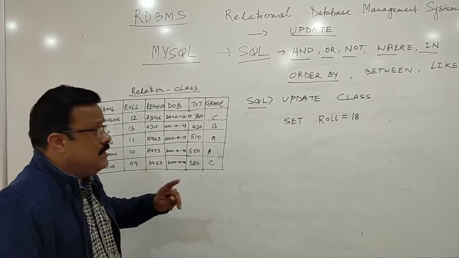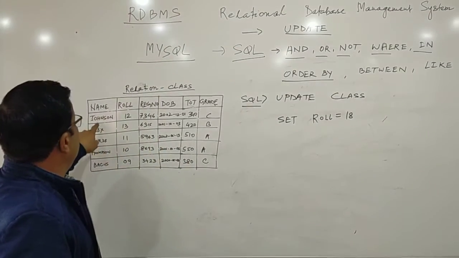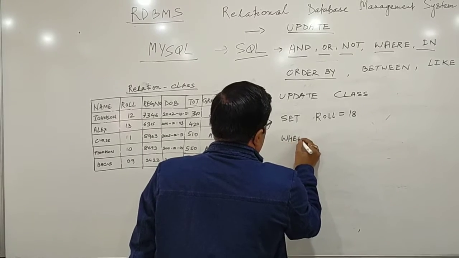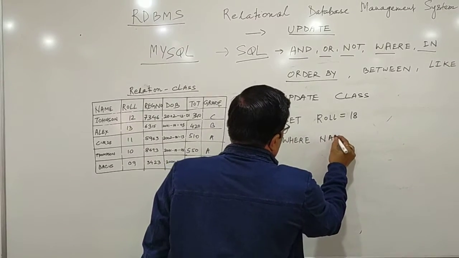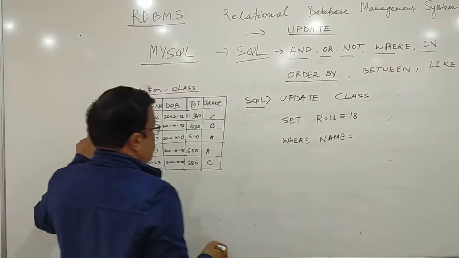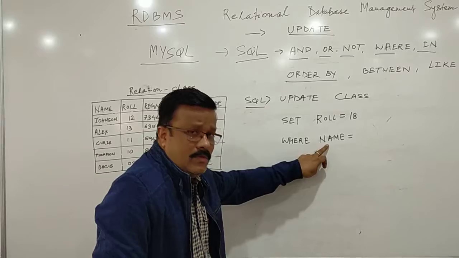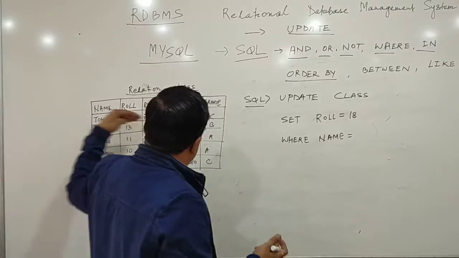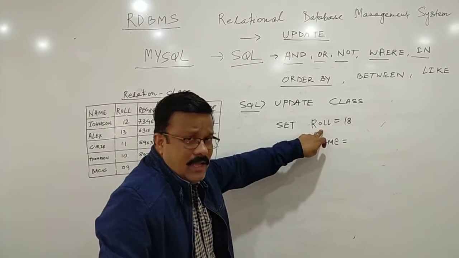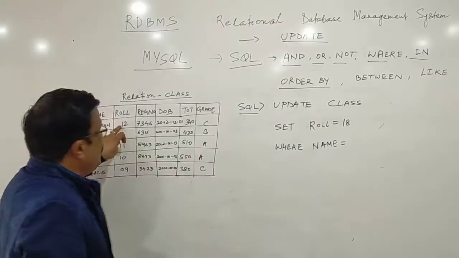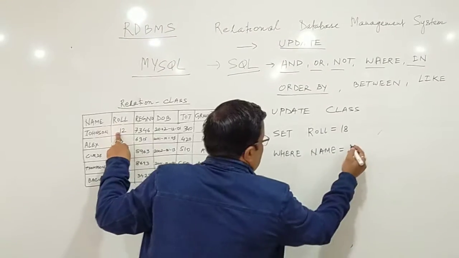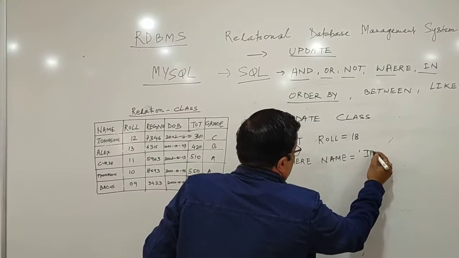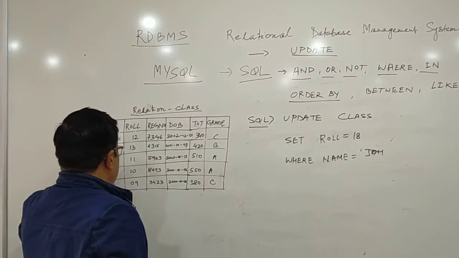Any reference we have to take. So here I am taking the reference Johnson. So we will write here where name is equal to Johnson. It means in the column name, whosoever name is Johnson, that particular row's column roll will be 18 automatically, whatever it was earlier, 12. So Johnson. We have to make sure the spelling is the same as it is written here.